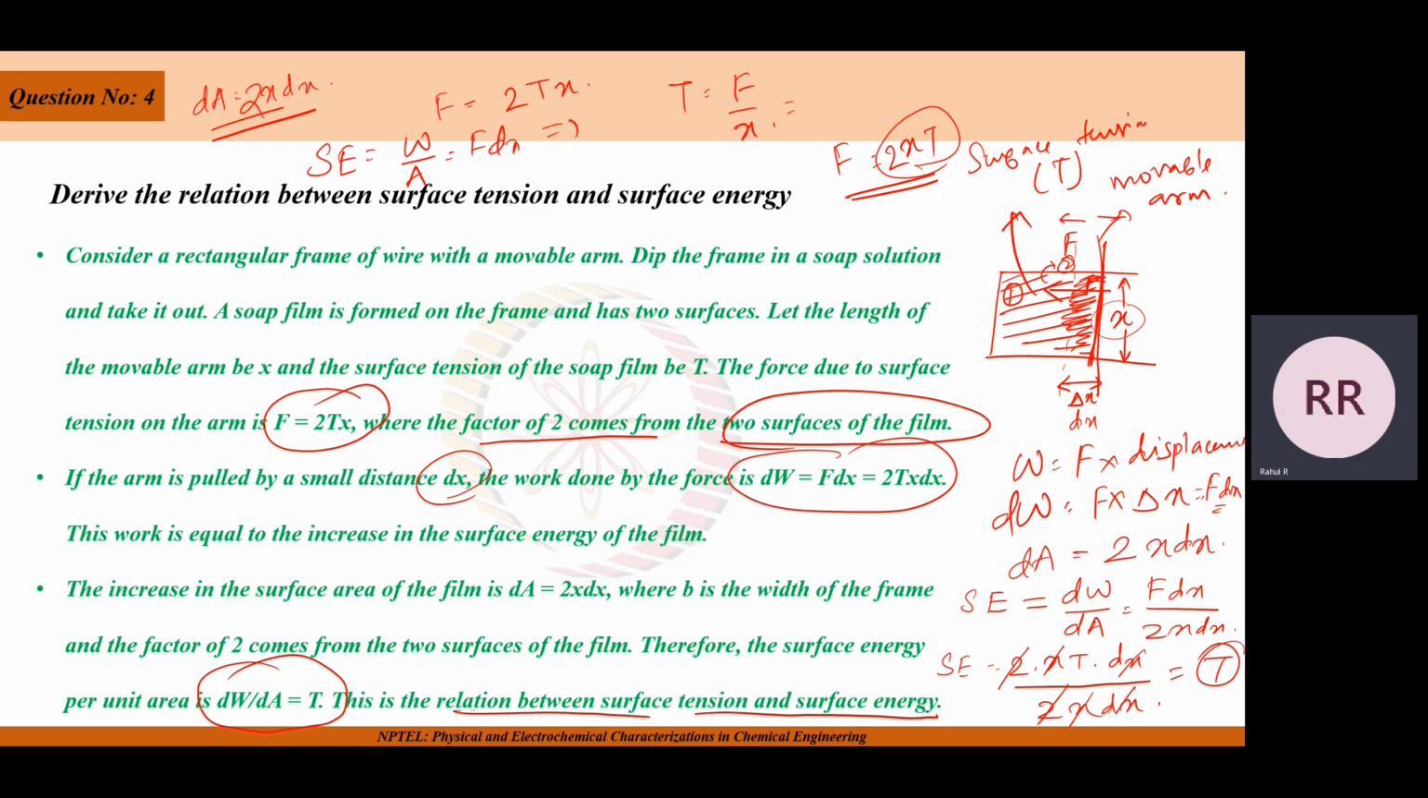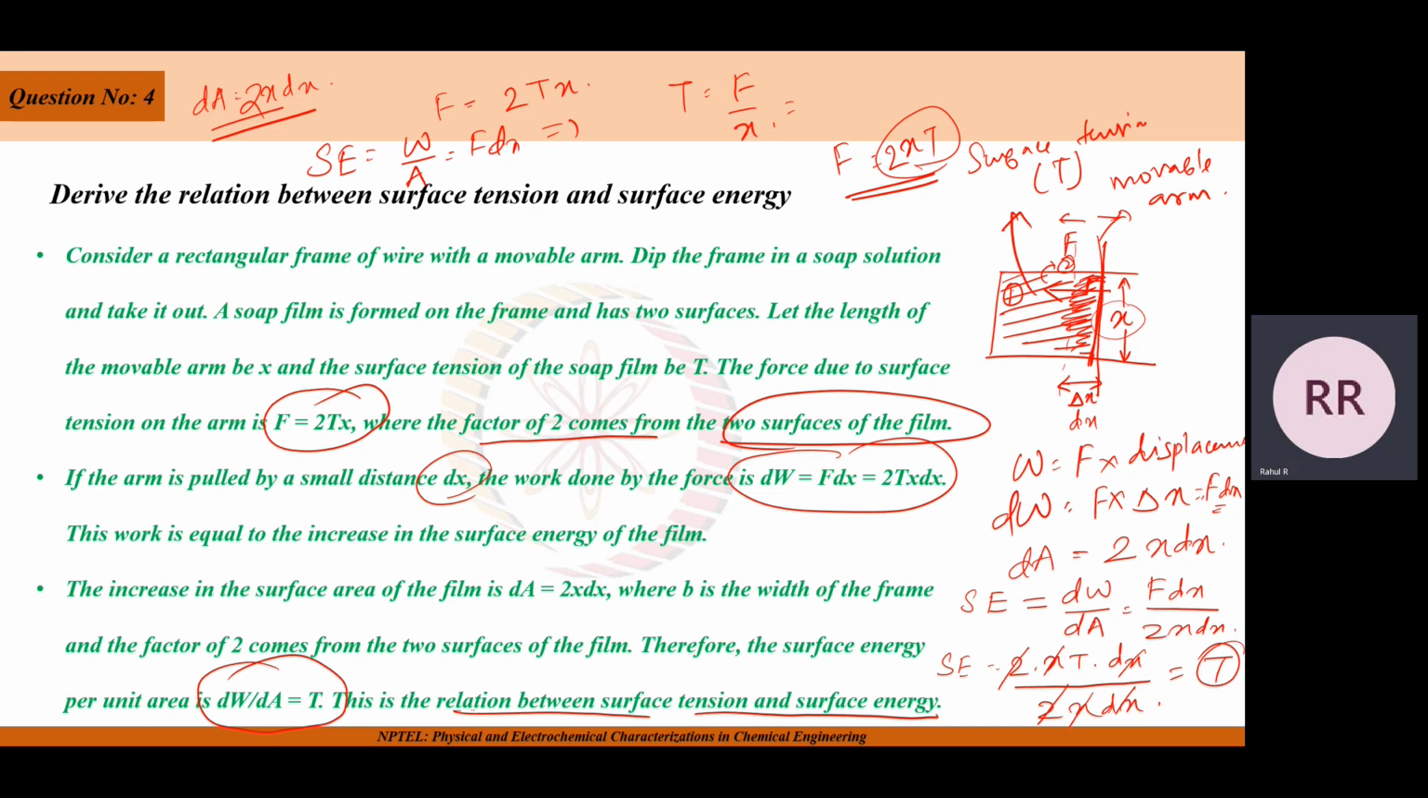Obviously the bubble would face some kind of energy. The force with which we are pulling is F is equal to x T, where T is the surface tension. If you are trying to pull, we should do some work, only then can we move this arm away. You need to do a particular amount of work, which we call dW. This dW is the work done to move this movable arm for a distance dx.